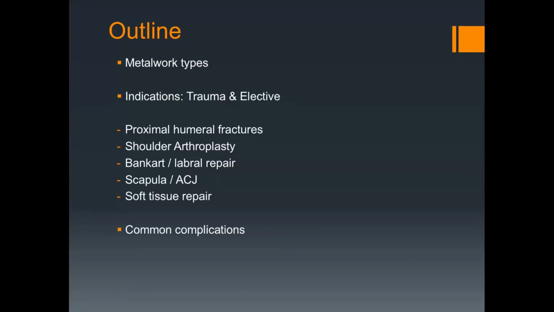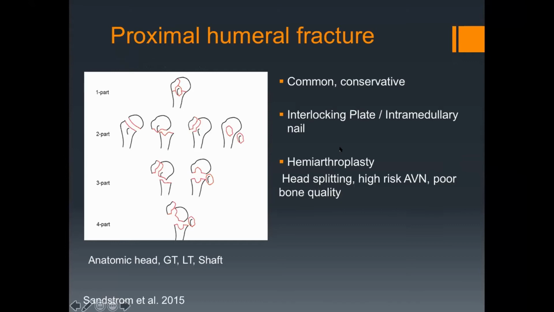As I go through, I'll go through some of the common complications that we find in association with these types of metalwork. This talk will be principally focused on plain film, but also we'll look at some CT and SPECT CT images. So starting off with proximal humeral fractures.